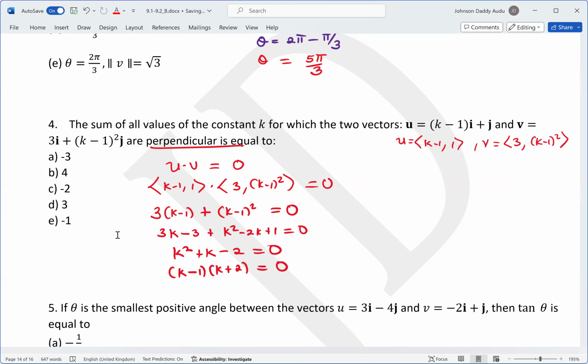So what is k? You see that here we'll have k equals 1, or k equals minus 2. So the sum will just be 1 plus minus 2, which is equal to minus 1. So it means the answer is E. Or from here, you can use the sum. This is quadratic, so you can use minus b over a, which is still minus 1.